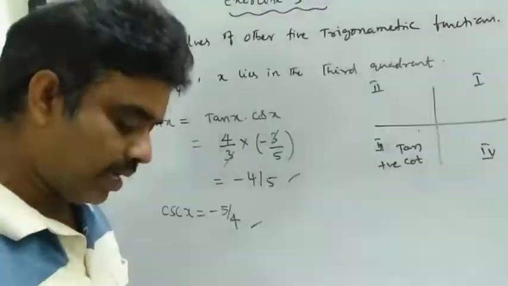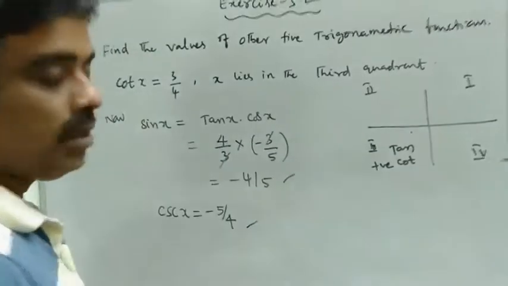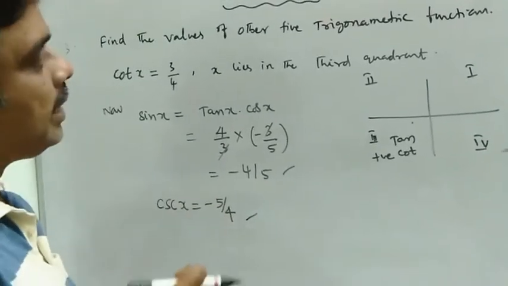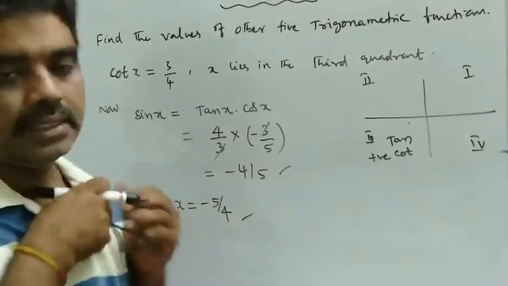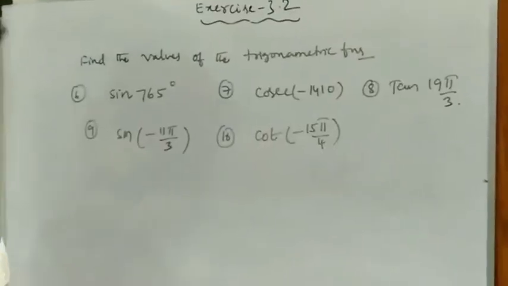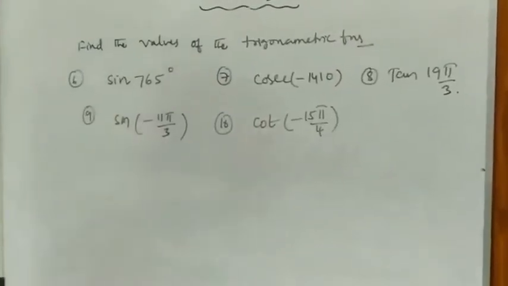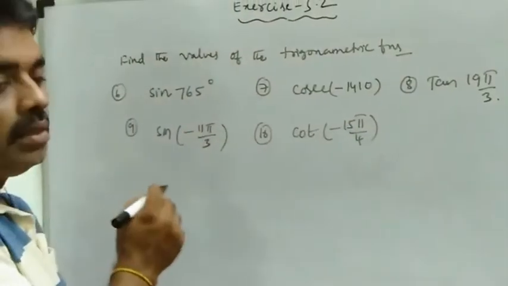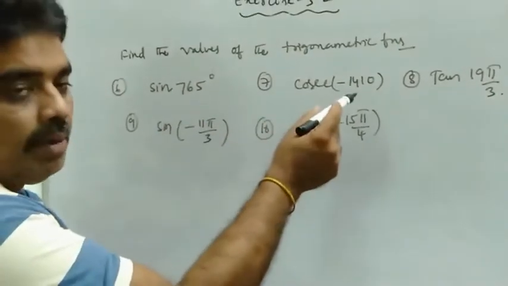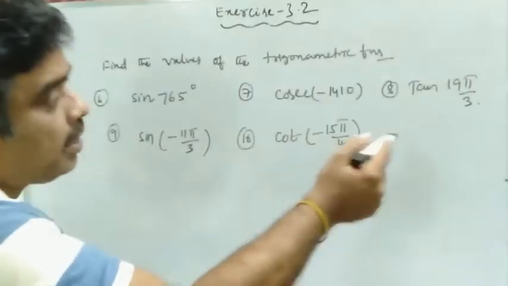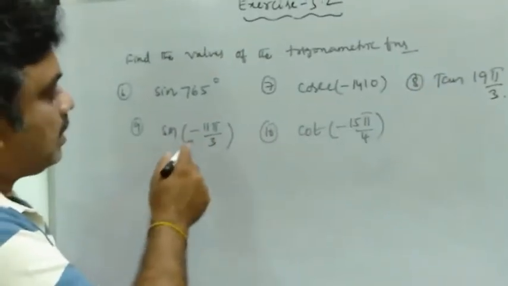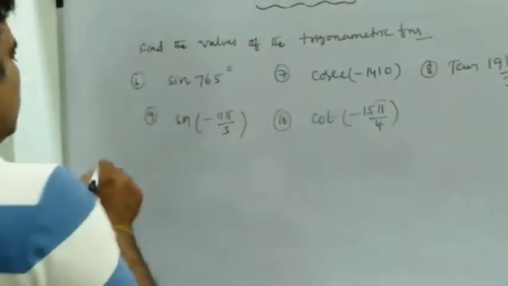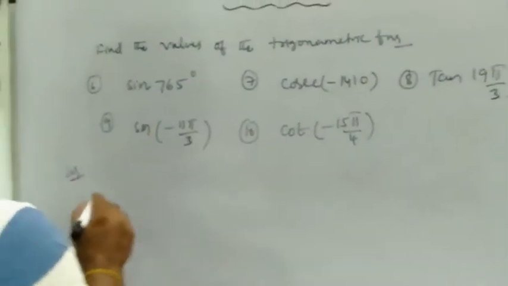Two problems as homework. So very simple problems. We have already gone through them at the 10th class level. Just for reference sake, I am telling these exercises. Next, find the values of the trigonometric functions of these 5 problems: sin 765, cosecant minus 1410, tan 19 pi by 3, sin minus 11 pi by 3, cot minus 15 pi by 4. Let's see the sixth problem solution.